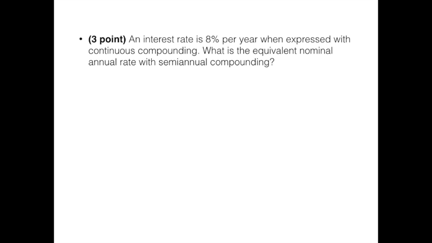An interest rate is 8% per year when expressed with continuous compounding. What is the equivalent nominal annual rate with semi-annual compounding? Well, then you would solve this problem. In other words, if you compound continuously with this rate, the question is what kind of rate do you have to use to compound nominal annual with semi-annual compounding, so that after 1 year you get the same amount of money. And if you solve this equation, you end up with 8.16%.